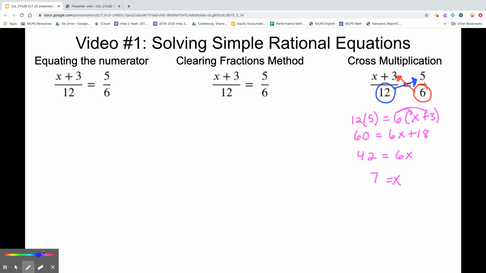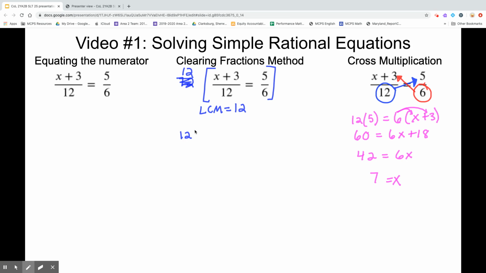Now, clearing the fraction. I could choose to multiply by 12 times 6, which is 72. So I could multiply by 72. However, sometimes it's helpful to use the least common denominator because it doesn't give you such big numbers. So when I look for the least common multiple of 12 and 6, it's actually 12. So I'm going to multiply by 12 instead of the 72 so that my numbers aren't really large.